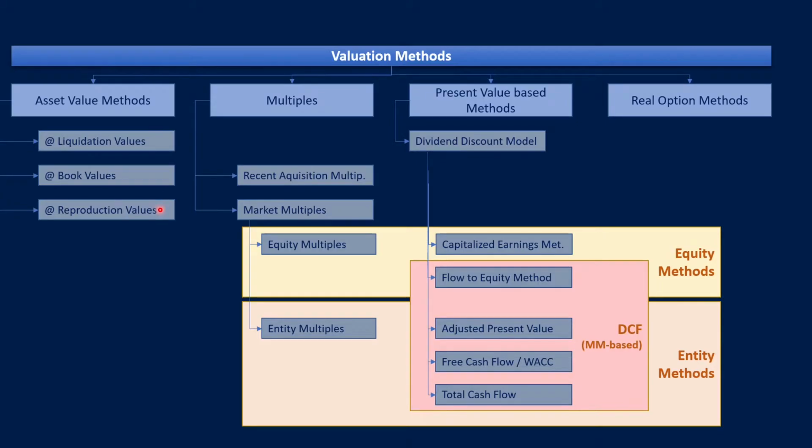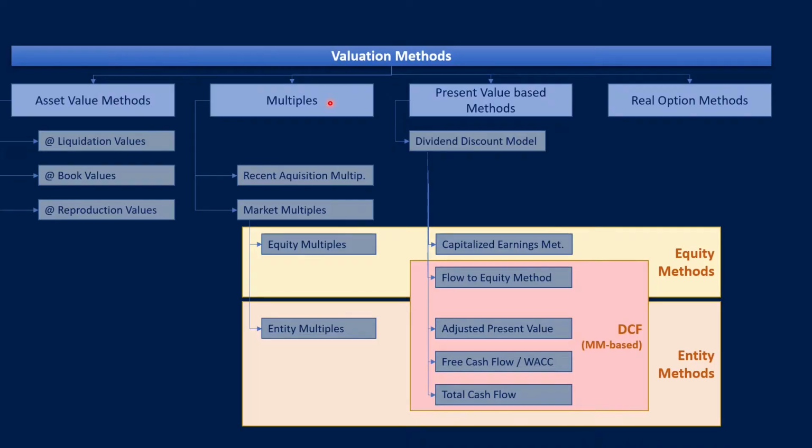And the reproduction value also is important, because if you decide whether to buy or whether to build a company, the reproduction value is an important figure to keep in mind. If it is cheaper to build a company, the reproduction value will be your investment. Otherwise, if it is cheaper to buy, of course, you need a present value based method.